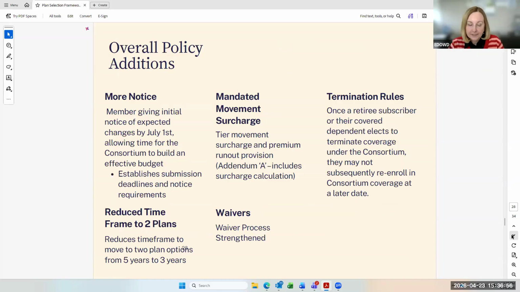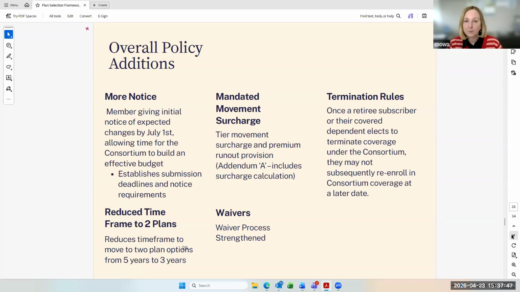So in summary, on the plan management policy, we're asking a couple things. We're asking for more notice. Tell us in July what you're thinking. Let us adjust. If you're going into any negotiations, let us know. We're here to help you throughout your negotiations and keep the consortium informed. We've got new deadlines, new submission notices. We've reduced the time frame if you are transitioning from 2 plans down to 1 plan, or from multiple plans down to 2 plans. That used to be a 5-year transition period. We're asking you to move it to a 3-year period.